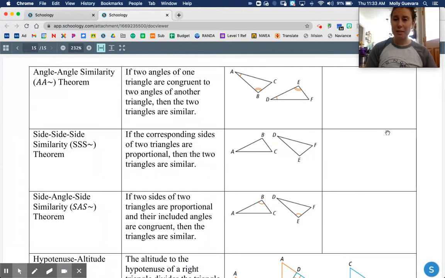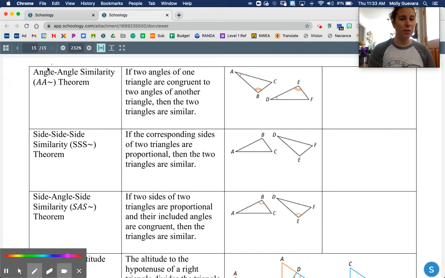So remember that similar all it means is same shape, different size. It's the same shape, it's just maybe one's bigger than the other. The side lengths are not the same, but the angles will always be the same. So we have a couple different things here.